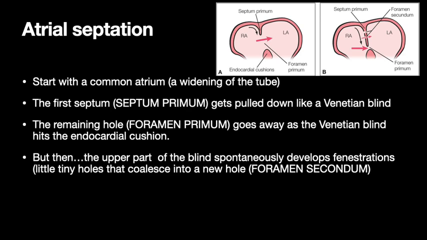So remember, we call that a fenestration. Fenestration basically means the development of a window. So we've got a bunch of little holes that just start showing up on the top part of it. And eventually there's so many holes that they coalesce into a new hole. And this is the second hole called the foramen secundum.